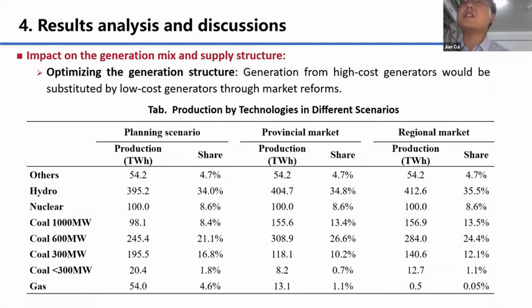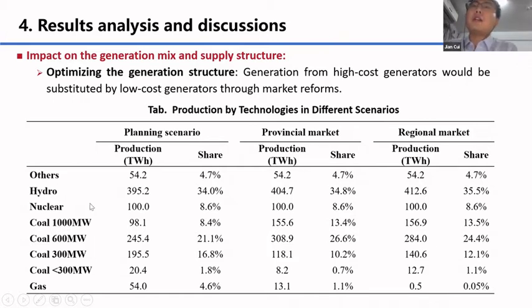First is the impact on the generation mix and the supply structure. It can be found that the generation from high cost generators would be substituted by the low cost generators through market reforms. For example, the share of gas power in the planning scenario is 4.6%. With the market reform in the provincial markets, the share will reduce to 1.1%. And with the market integration in the regional markets, the share will further reduce to 0.05%.